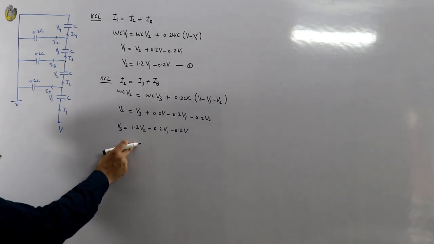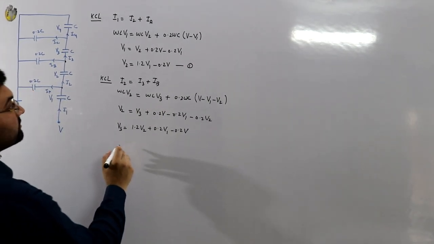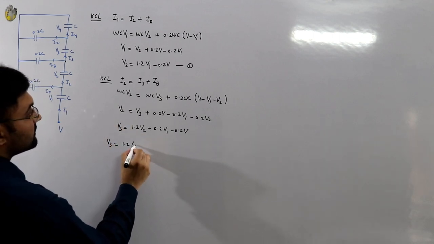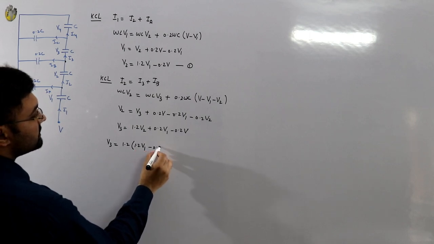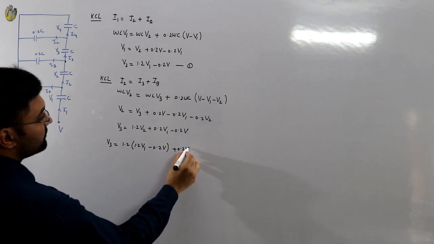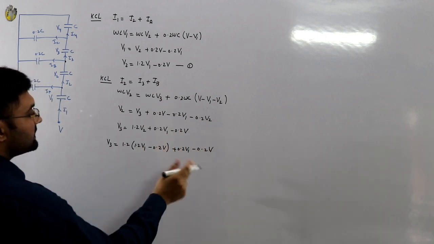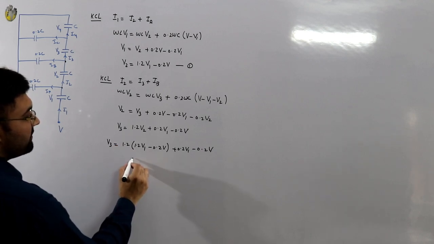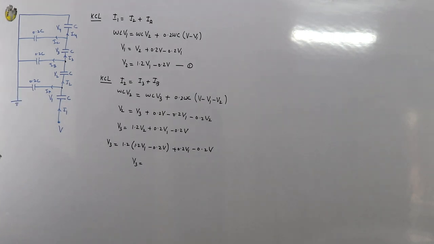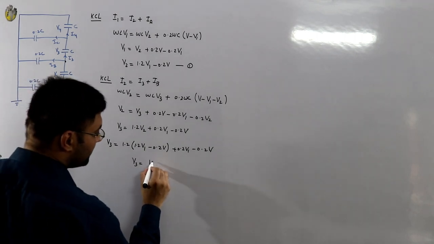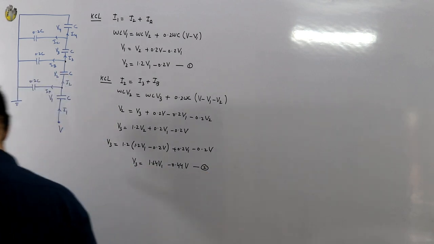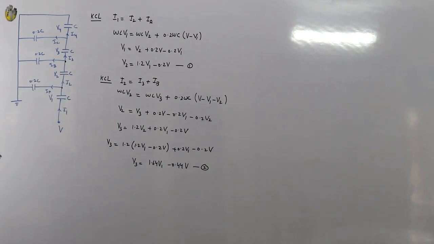Now you can put the value of V2 over here. So V3 would be equal to 1.2 times (1.2 V1 minus 0.2 V) plus 0.2 V1 minus 0.2 V again. Just do the calculations, please. Do this multiplication by yourself. Eventually V3 comes out to be 1.64 V1 minus 0.44 V. Let this be my equation number 2. Isn't it like this? It is.